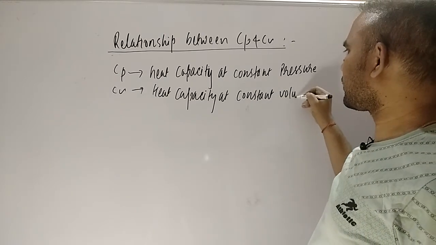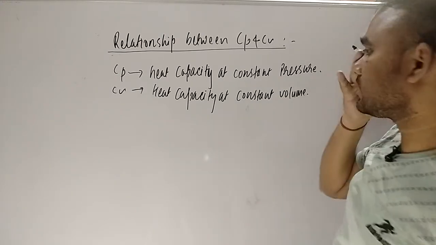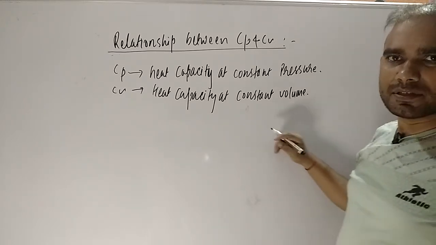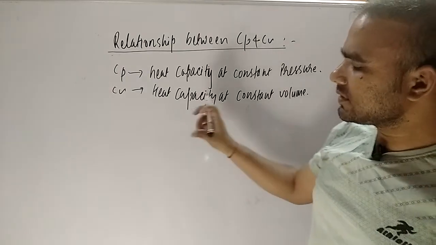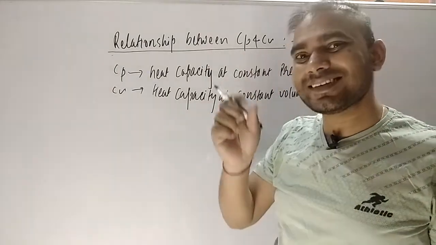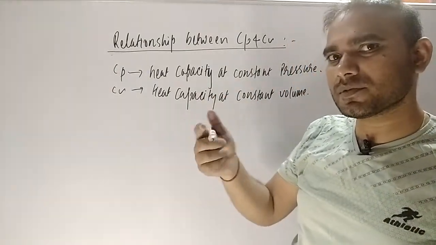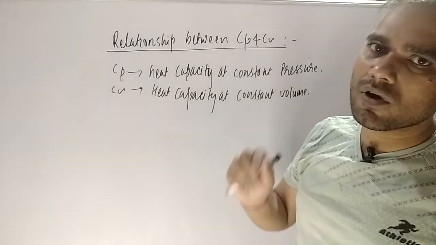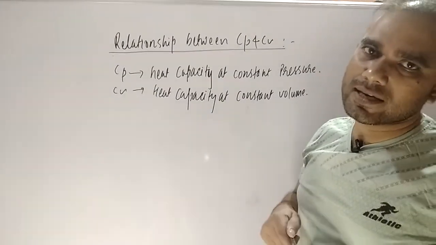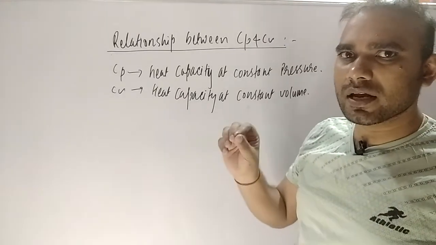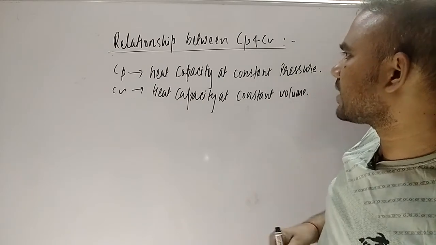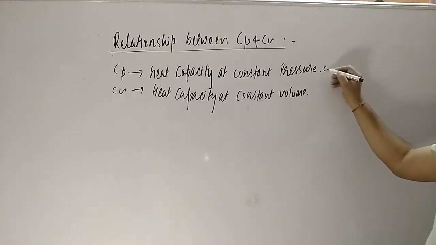Dear students, if you talk about these two things, heat capacity. So what is heat capacity actually? Heat capacity means the amount of heat required to raise the temperature of a substance by 1 degree Celsius. If you are selecting 1 mole, that is molar heat capacity. If you are taking 1 gram, that is specific heat capacity. So firstly you try to understand CP. What is the meaning of CP?